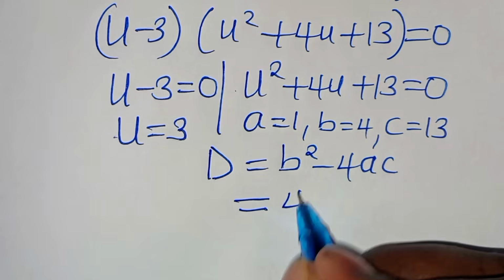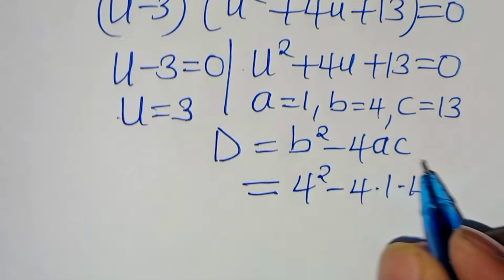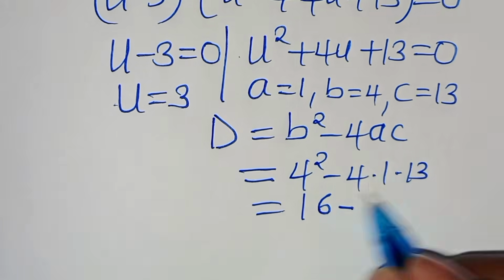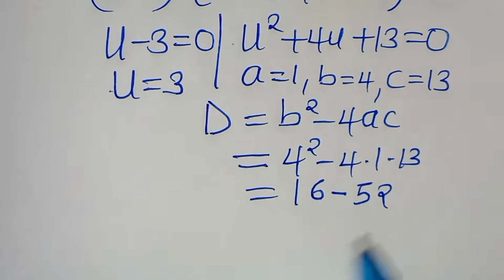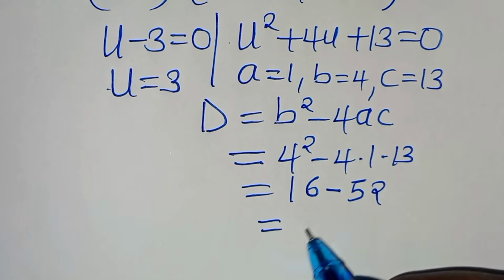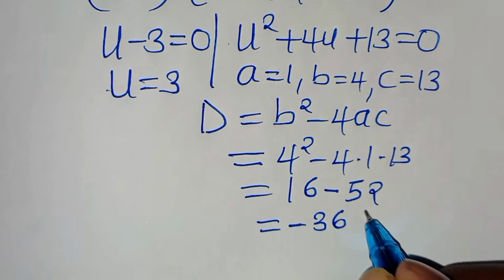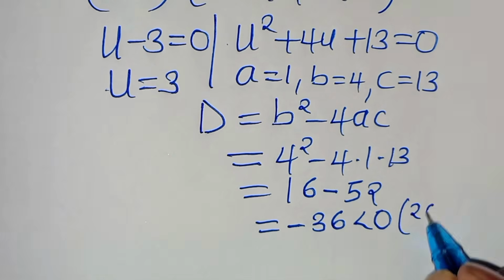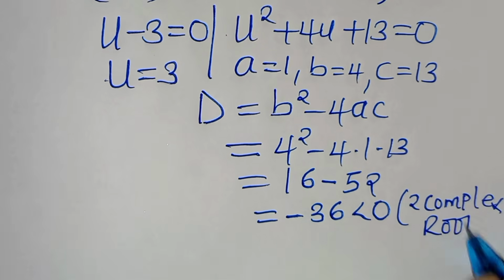So this means we have 4 squared minus 4 times 1 times 13. And this means we have 4 squared, this is 16, subtract 4 times 13, this is equal to 52. 16 minus 52, this is negative 36, which is less than 0. And this means we have 2 complex roots.